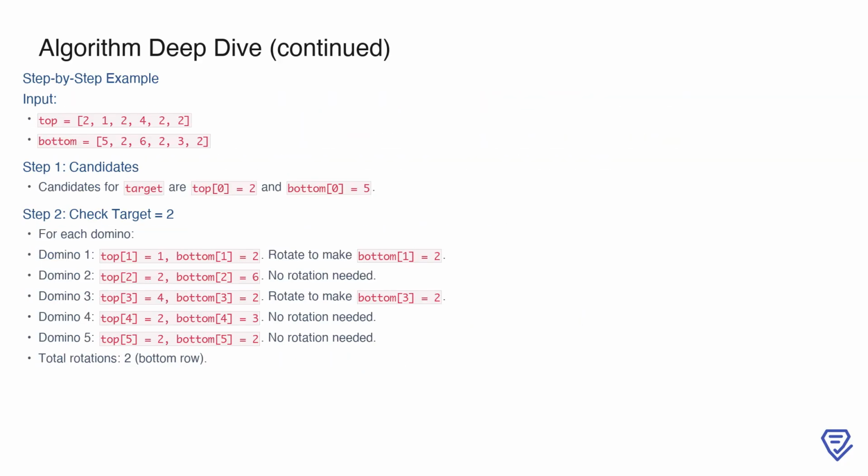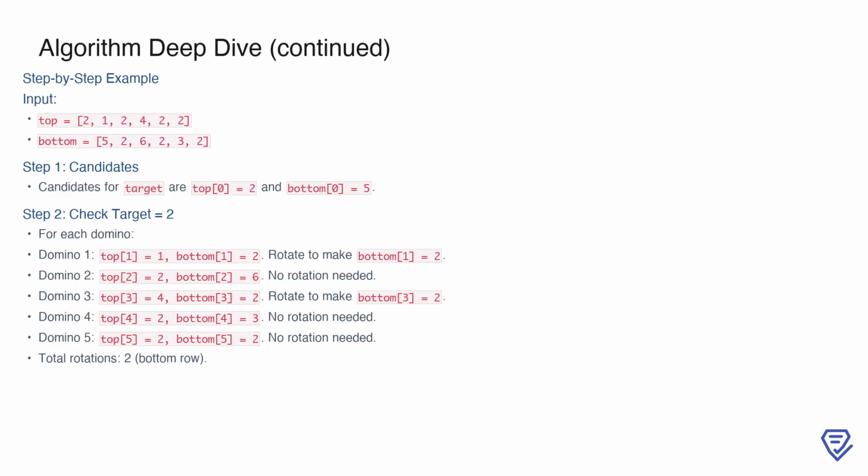Let's walk through a concrete example. Suppose we are given the input arrays top equals 2, 1, 2, 4, 2, 2, and bottom equals 5, 2, 6, 2, 3, 2. The first step is to identify the candidates for the target, which are top 0 equals 2 and bottom 0 equals 5.